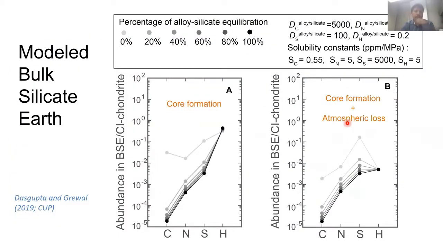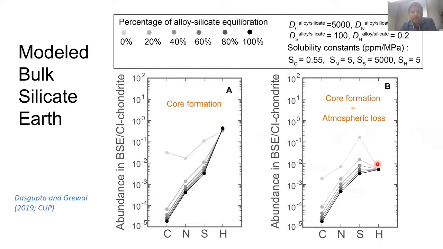So that's what this slide does, or tries to do at least. What it's showing is two panels, the left and the right. The left panel is the modeled abundance of these elements, carbon, nitrogen, sulfur, and hydrogen, in the bulk silicate Earth normalized by CI chondrite.